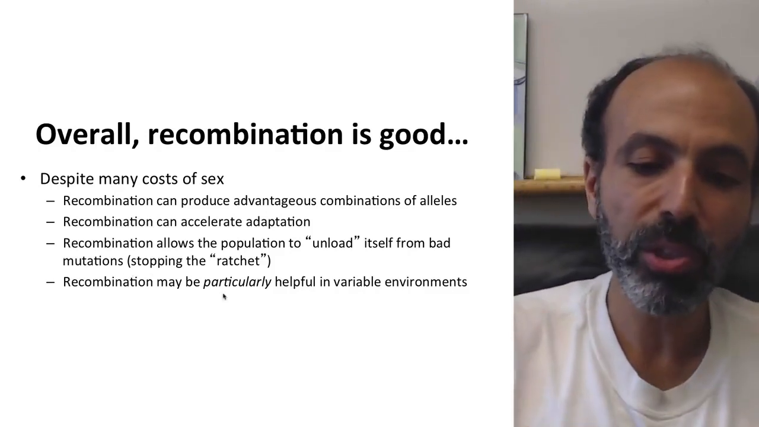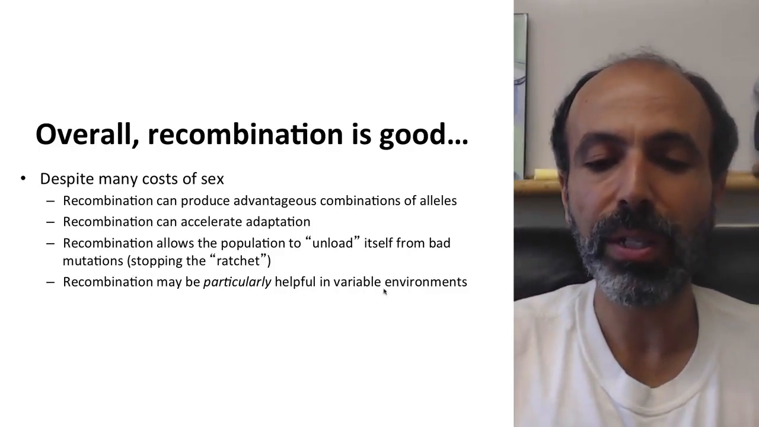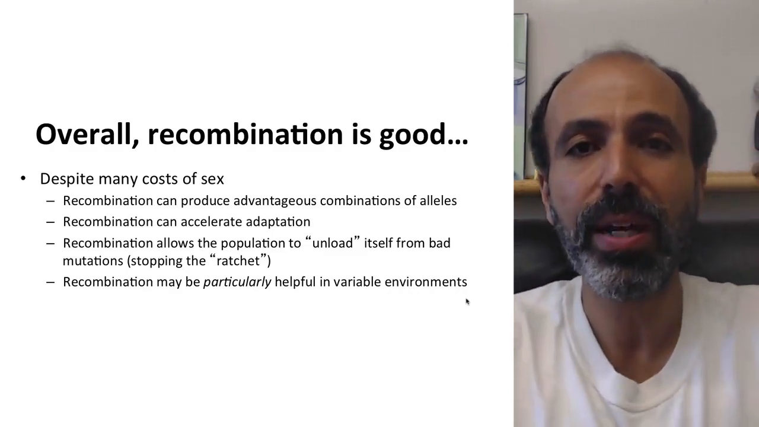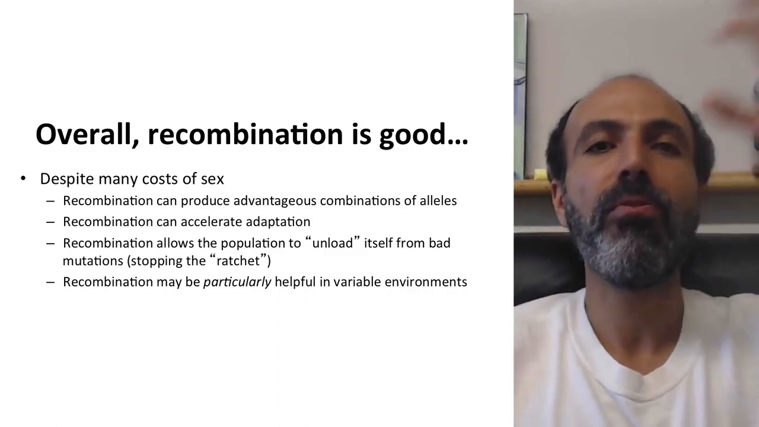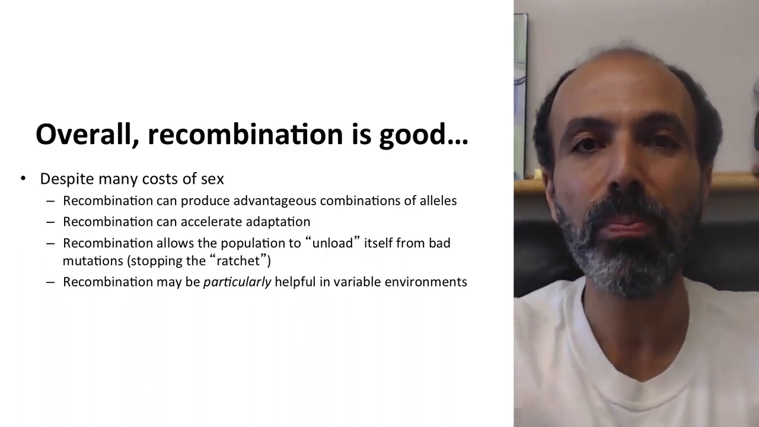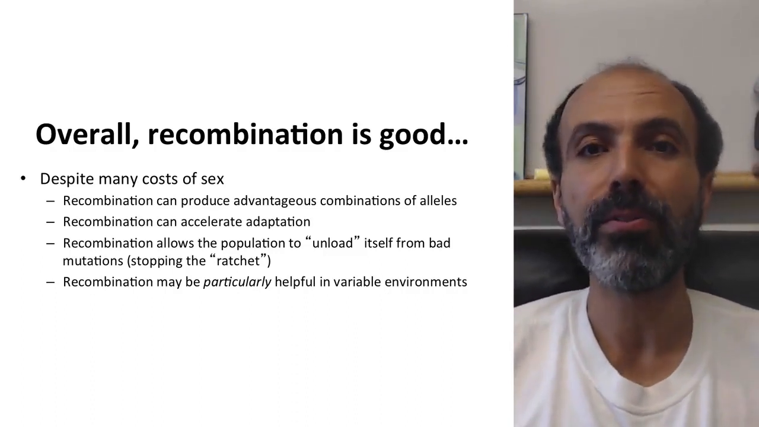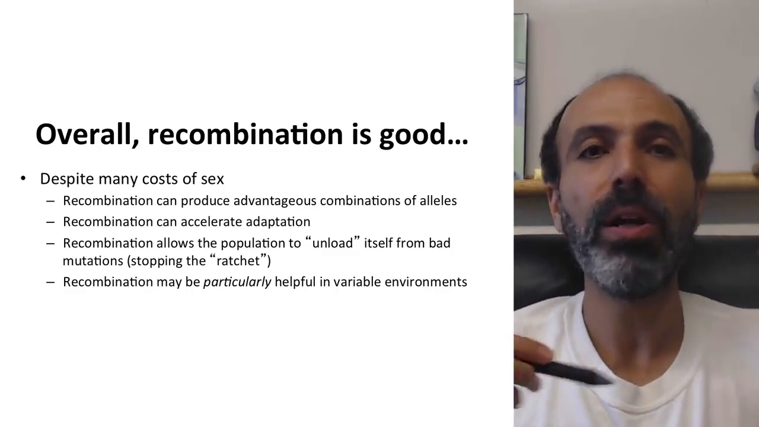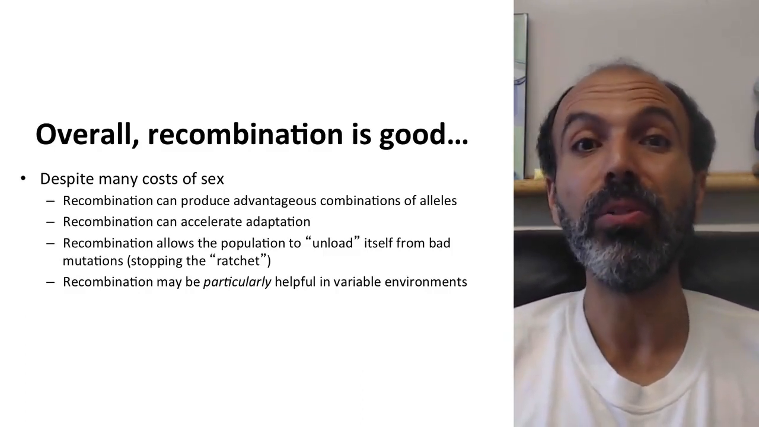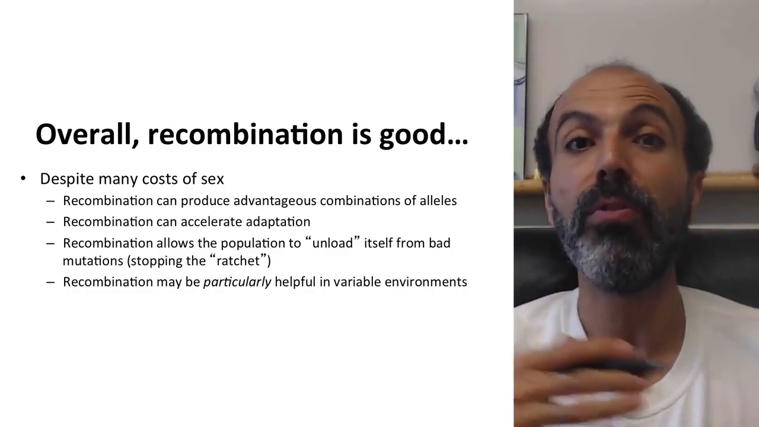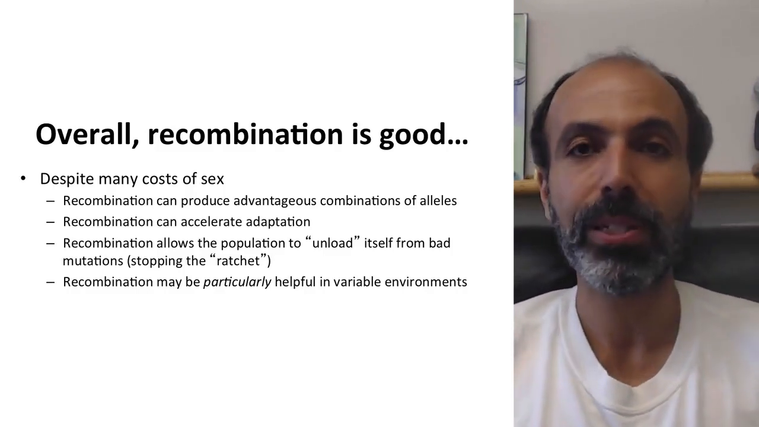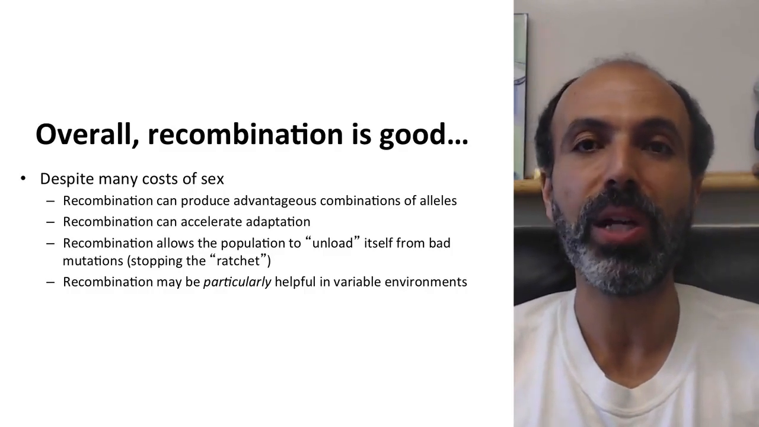Now, this will especially be true if you're living in a variable environment. If you're in a very constant environment, then maybe not having recombination isn't so bad. But if you have a variable environment, you're essentially hedging your bets by producing more varied offspring. So this is one of the many ways that recombination is really good for a species, and this is why we tend to think that recombination is very, very common when we look across species, particularly animals, plants, and fungi.